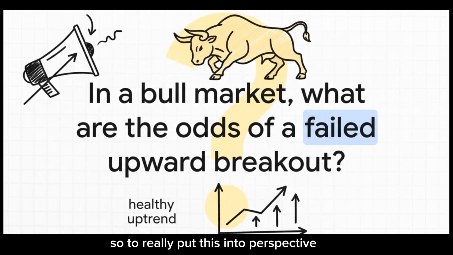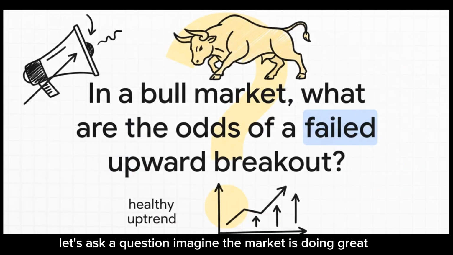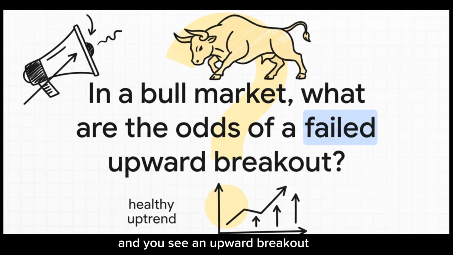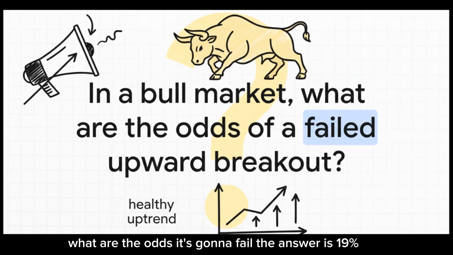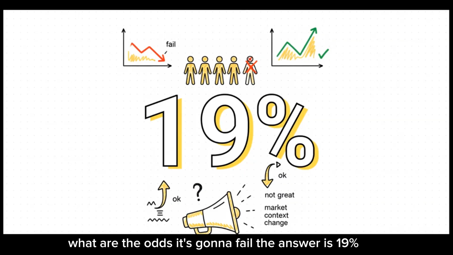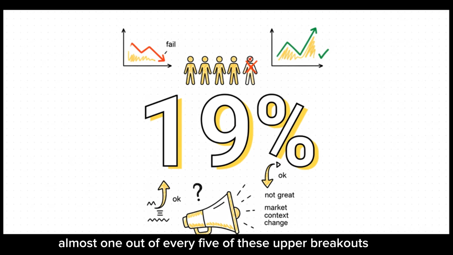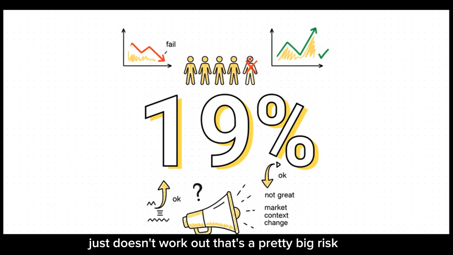So to really put this into perspective, let's ask a question. Imagine the market is doing great. It's a bull market. You spot this megaphone pattern and you see an upward breakout. What are the chances it's a fakeout? What are the odds it's going to fail? The answer is 19%. This is what the source material calls the break-even failure rate. It's just a fancy way of measuring fakeouts. So it means in a good market, almost 1 out of every 5 of these upper breakouts just doesn't work out. That's a pretty big risk.